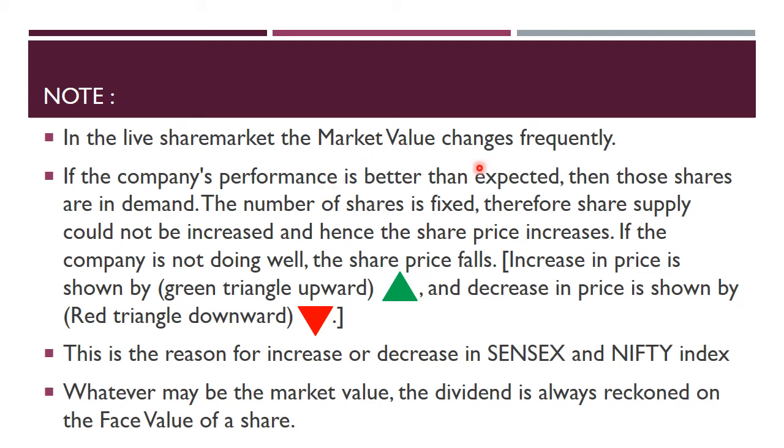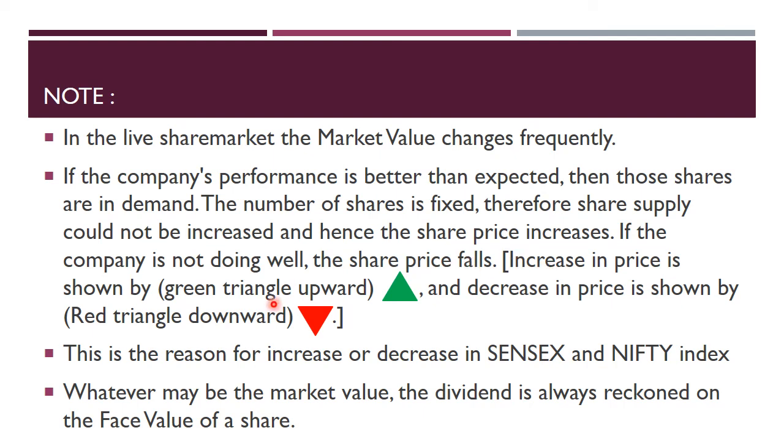If the company's performance is better than expected, then those shares are in demand. The company which is performing well, obviously its shares are going to be in demand, and the number of shares is fixed, therefore the share supply cannot be increased, and hence the share price increases. Only the price of each share will increase. If the total capital is fixed, then obviously the number of shares is also fixed. And if the company is not doing well, the share price will obviously fall.